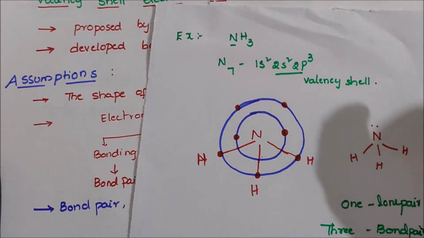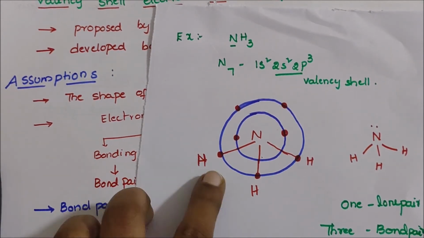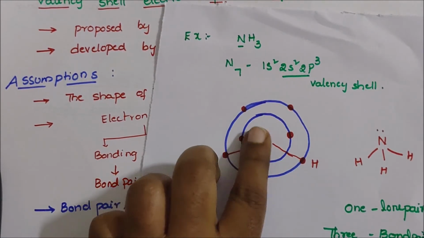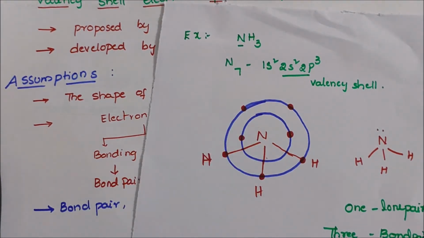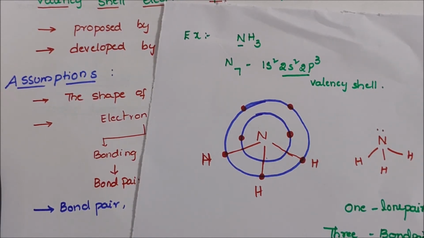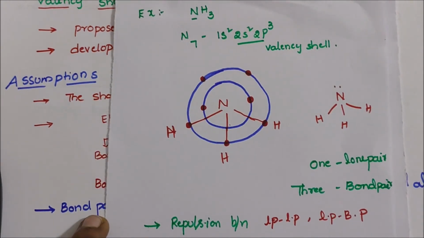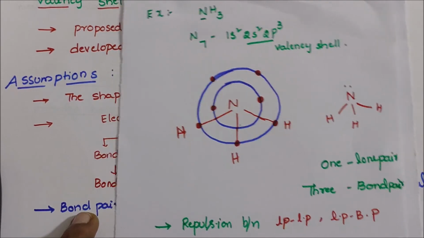In bonding, 3 electrons are taken by the hydrogens to form the NH3 bonds, and the remaining 2 electrons stay on the central atom. So ammonia consists of 3 terminal bonds and 1 lone pair. That is, 1 lone pair and 3 bond pairs are present in ammonia.